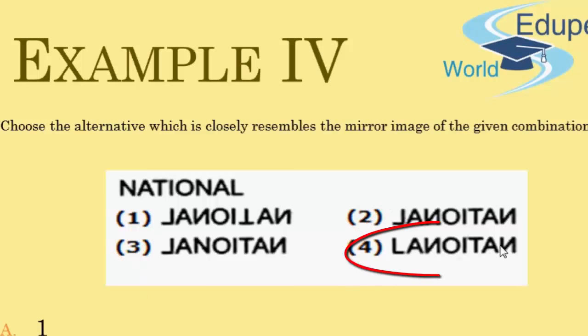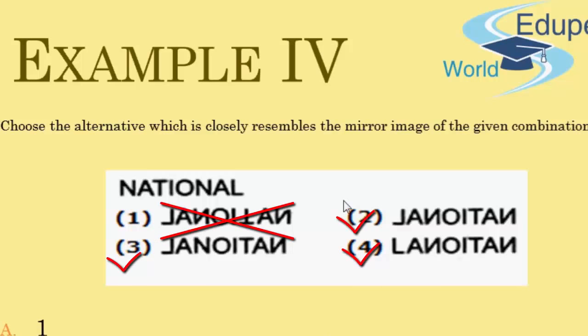And option 4, again I see N, A, T, I, O, N, A and L are all upright. Okay, so I have to keep this also. So far I have been able to eliminate only option 1, and options 2, 3 and 4 are still alive. Now I come to the third characteristic, that is the image should be inverted about the y-axis. So all the letters should be flipped about the y-axis.